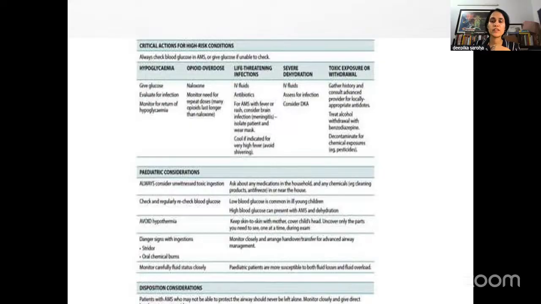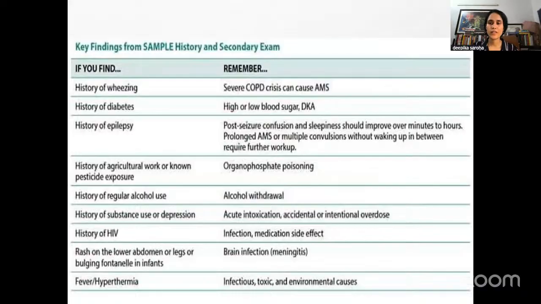Toxin exposure, if it is there, then consider history and consult the advanced providers if there is any abnormality. If there is alcohol withdrawal, consider benzodiazepines, decontaminate the pesticides. Pediatric patients are definitely another category, but we'll just remove that part. So that's it. I hope this was a very vast topic, but still I tried to cover all the important points that should be considered.